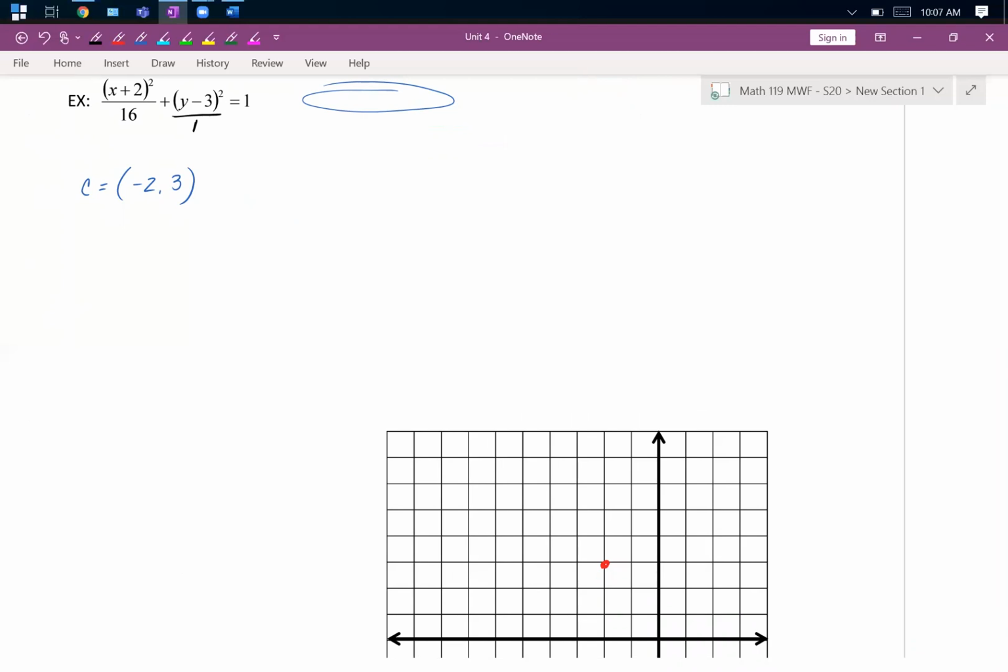I'm going to go 4 in either x direction. And then the square root of 1 is 1. We're going to go 1 in either of the y directions from our center. And then we draw in our oval.